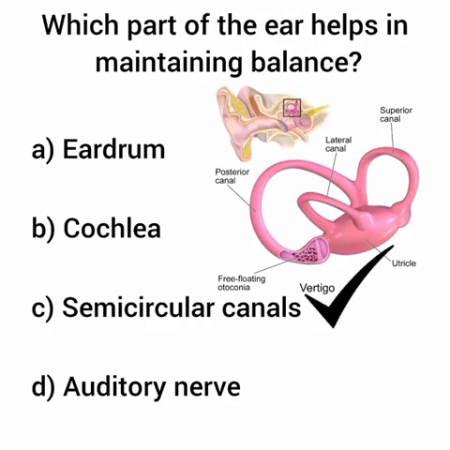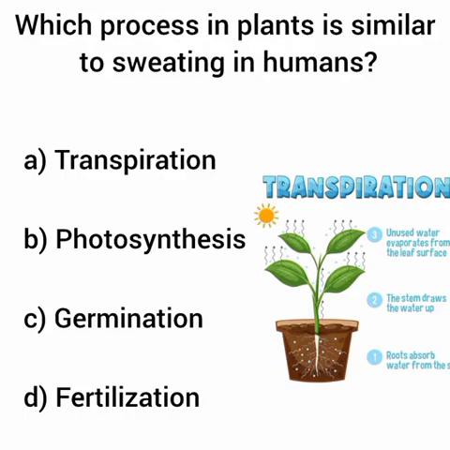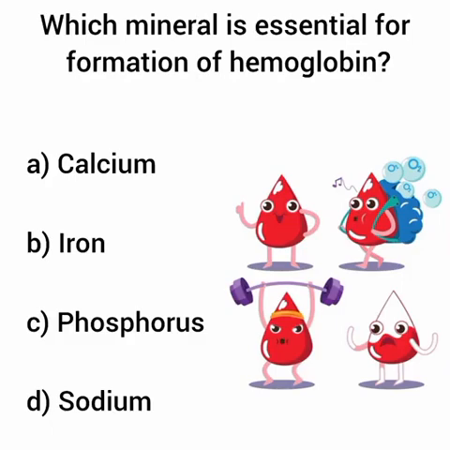Answer C. Semicircular canals. The structural and functional unit of the nervous system is. Answer A. Neuron. Which process in plants is similar to sweating in humans? Answer A. Transpiration. Which mineral is essential for formation of hemoglobin?